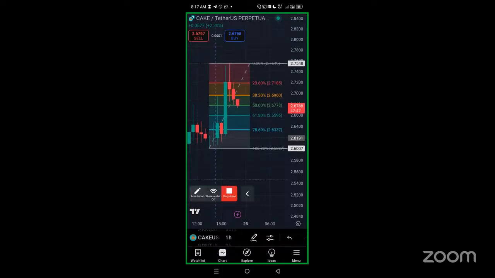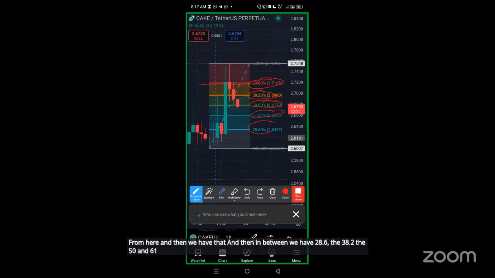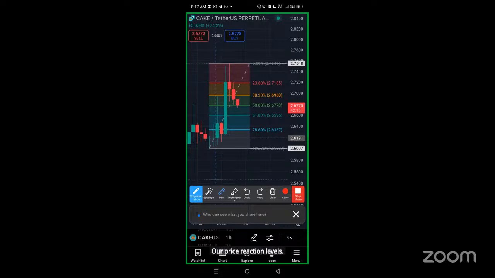Okay. So we have the Fib levels already established. From here, and then we have that. And then in between, we have the 28.6, the 38.2, the 50, and 61.8, and 78.6, and then this. Now, these Fib levels established are actually our price reaction levels. They are price reaction levels.